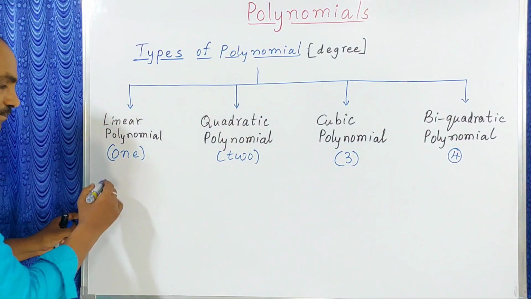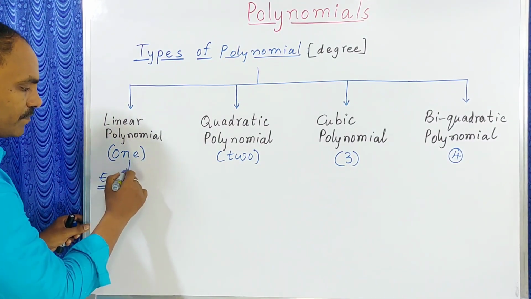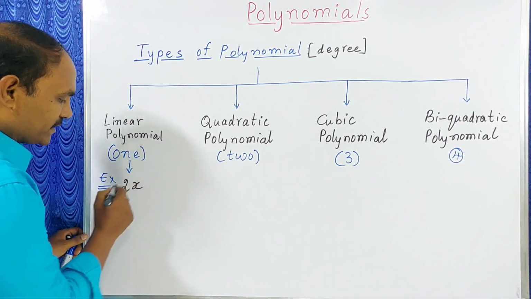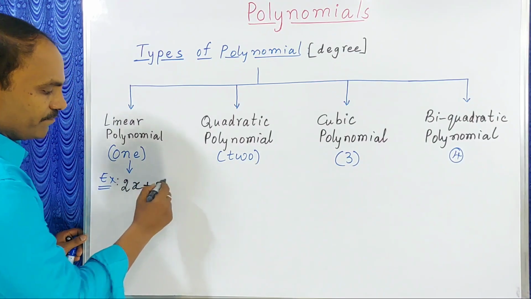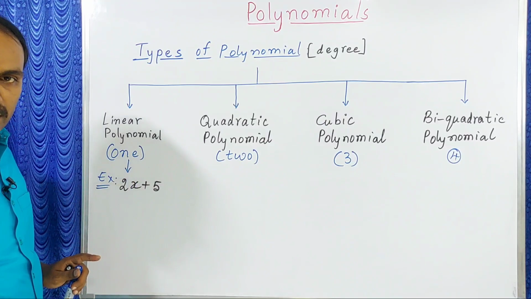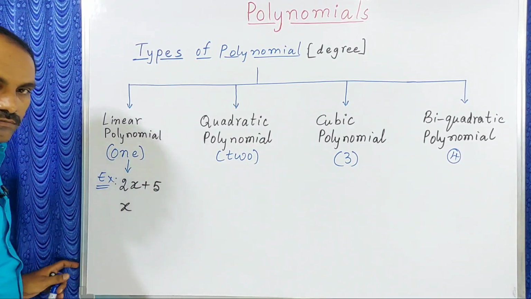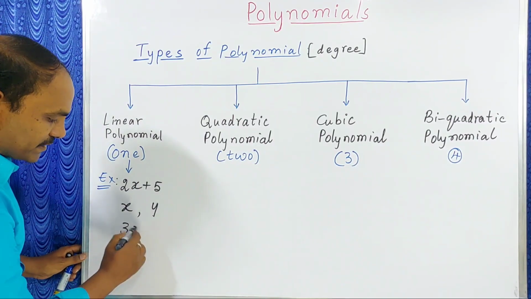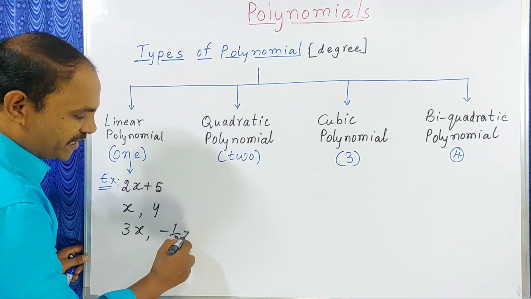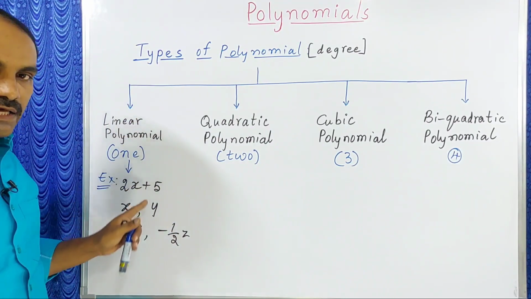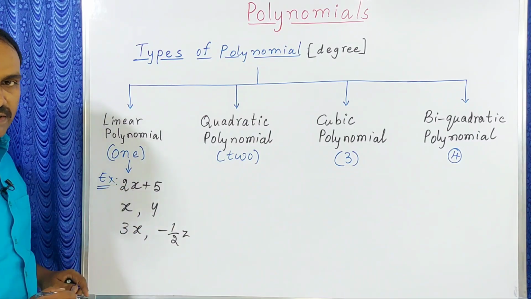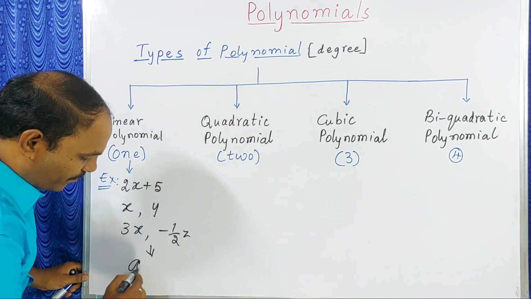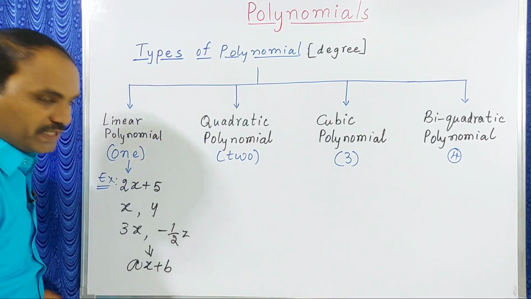For example, degree 1, you should take like this, 2x plus 5. Here exponent 1 only, is it? Now x also and then y also, or 3x or minus 1 by 2 z. All of these are linear polynomials. Why? Because exponent is 1 here. And what is the general form? General form of linear polynomial ax plus b.